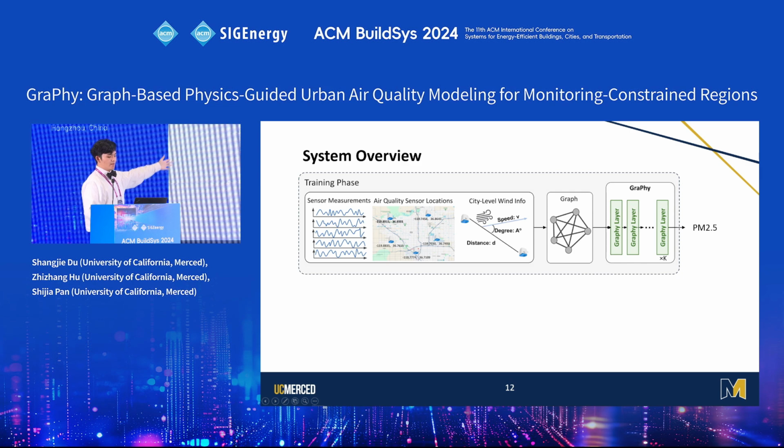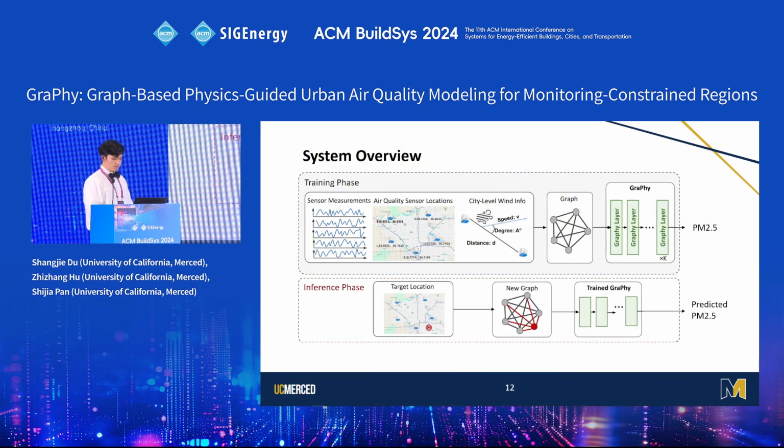So when we modify the structure of the data-driven GNN, the solution hopes to predict better air quality predictions through this sparsely deployed environment when we do this inference process.